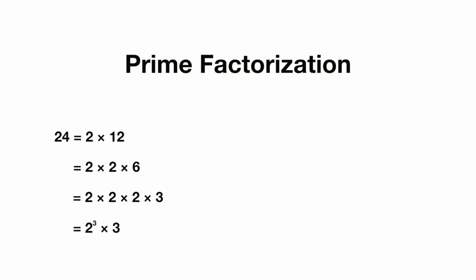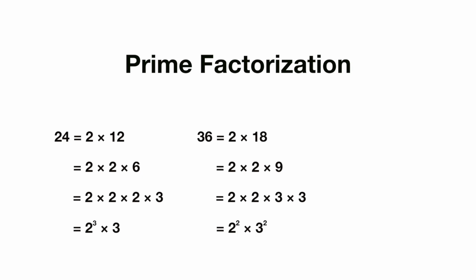24 equals 2 times 12 equals 2 times 2 times 6 equals 2 times 2 times 2 times 3. So 24 is equal to 2 to the power of 3 times 3. 36 equals 2 times 18 equals 2 times 2 times 9 equals 2 times 2 times 3 times 3. So 36 is equal to 2 to the power of 2 times 3 to the power of 2.